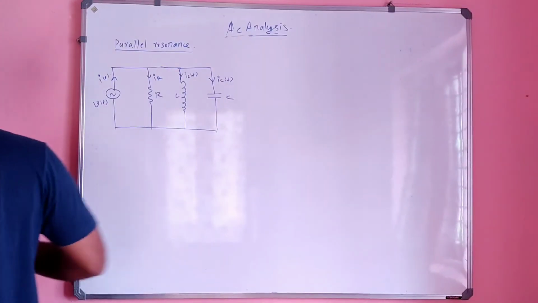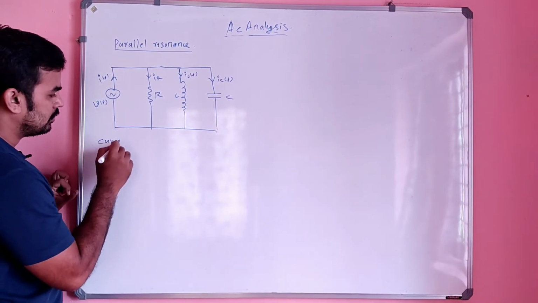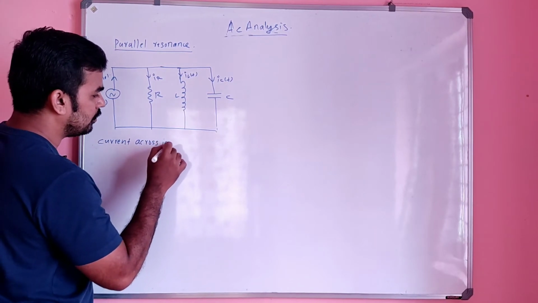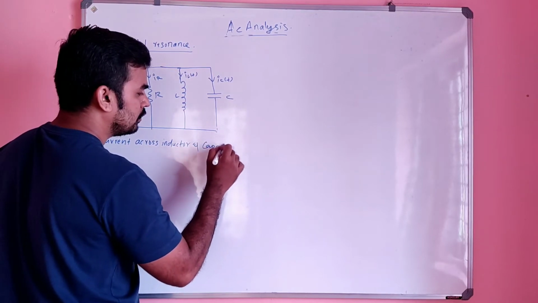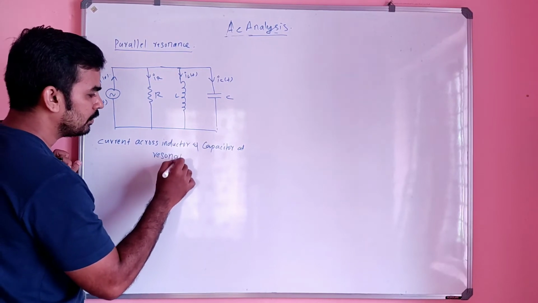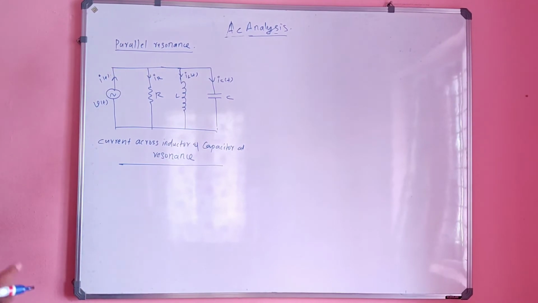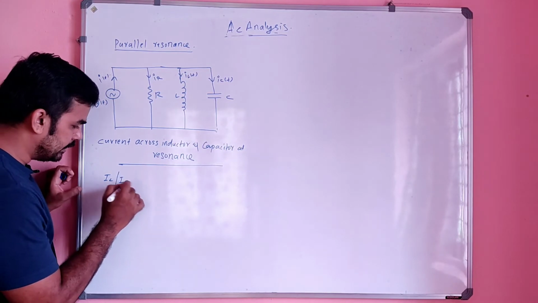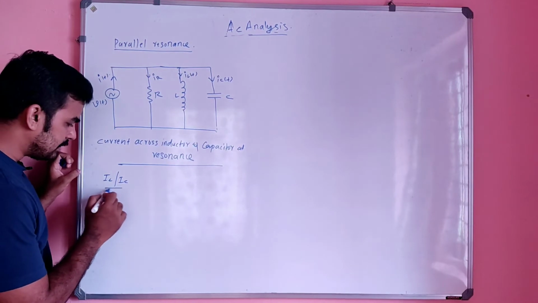See, I will explain that also. That is, current across inductor and capacitor at resonance, right? Current across inductor and capacitor is nothing but IL or IC, right? Current at inductor or capacitor is nothing but IL or IC. So let's first find what is IL.